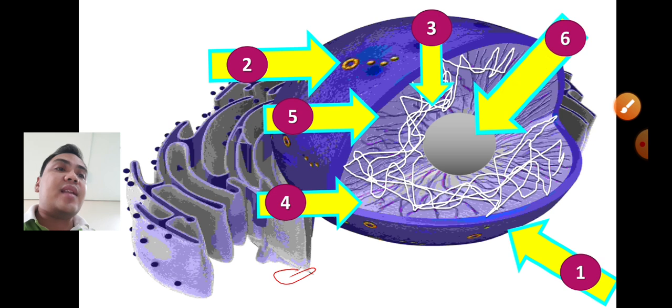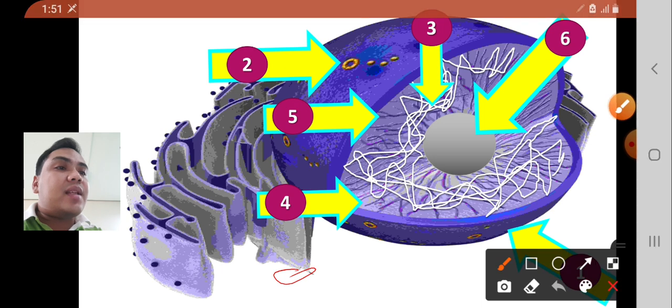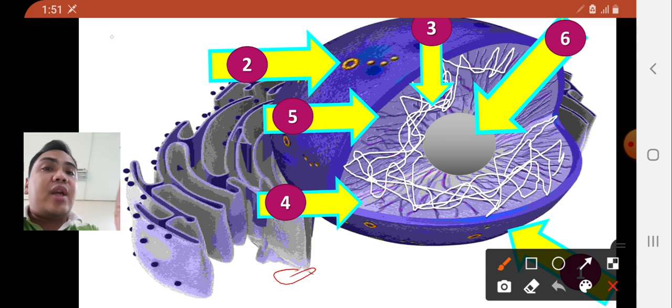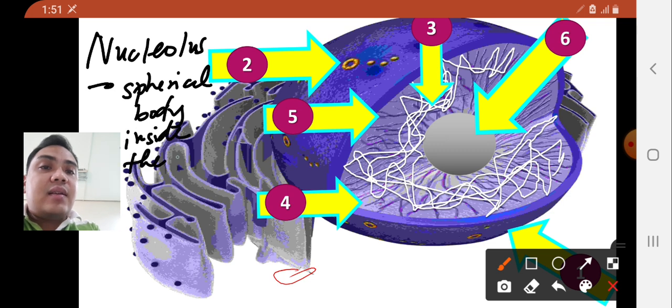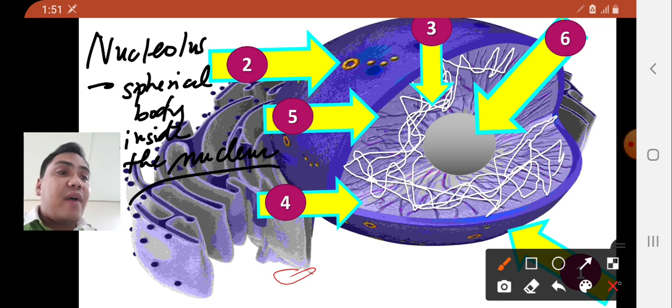And then the last but not the least, number 6, is a spherical body located at the center of the nucleus. Okay? So the spherical body located at the center of the nucleus is known as the nucleolus. Nucleolus is the spherical body inside the nucleus. And what's the main function of the nucleolus?